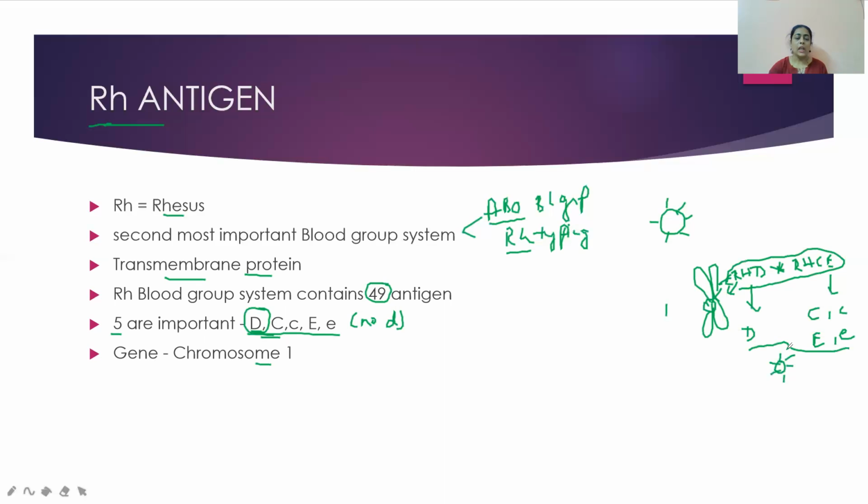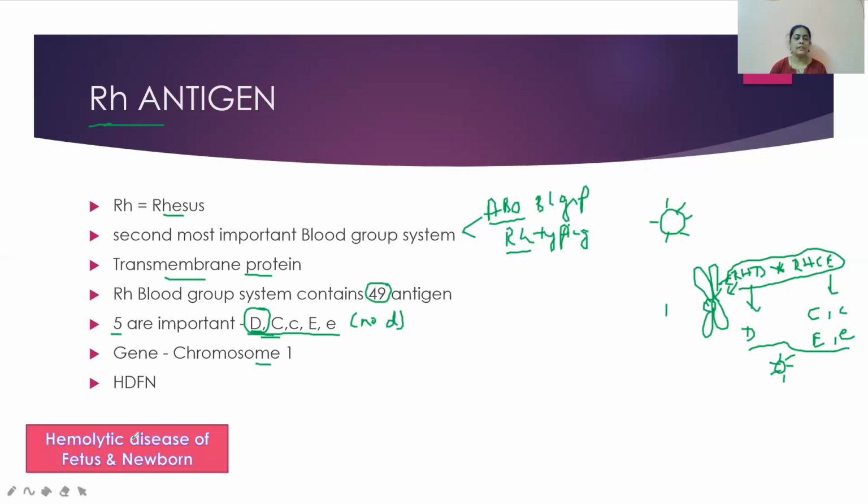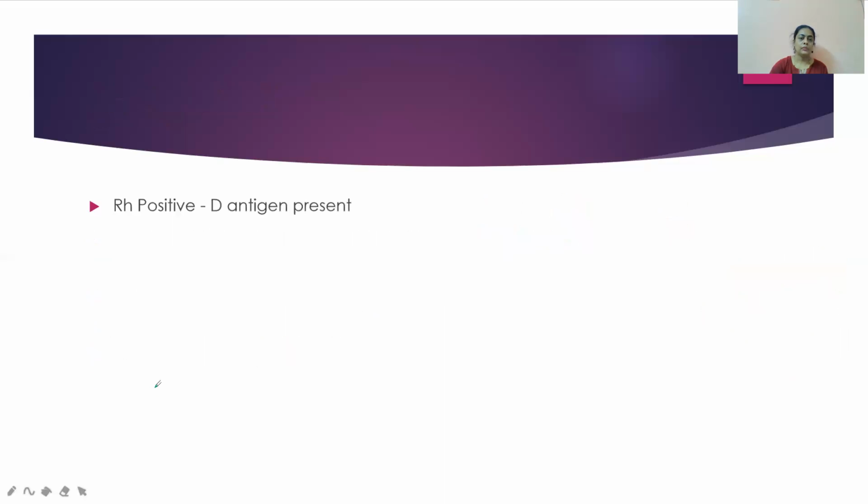And why do we have to know this? Because the incompatibility, as I told, leads to hemolysis. So that is called hemolytic disease in the fetal period and in the newborn or neonatal period. So RH incompatibility leads to hemolytic disease of fetus and newborn.